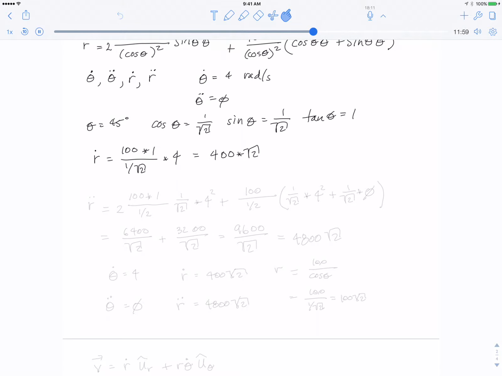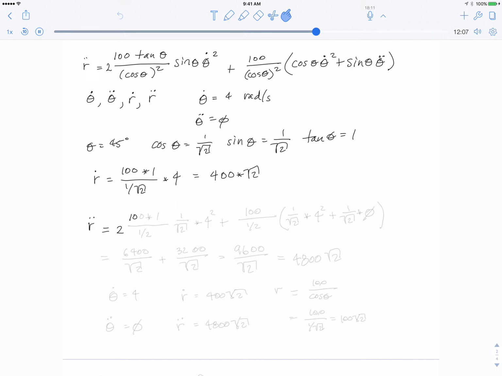Okay, there's no putting this off. We need to get r double dot. Okay, so r double dot is 2 times 100 times tangent theta, which is 1, divided by cosine squared, which is 1/2, because cosine is 1 over root 2, times sine theta, which is 1 over square root of 2, times theta dot squared, which is 4 squared, plus 100 divided by cosine squared, which is 1/2, times cosine, which is 1 over square root of 2, times theta dot squared, 4 squared, plus sine theta, 1 over square root of 2, times theta double dot, which is 0.